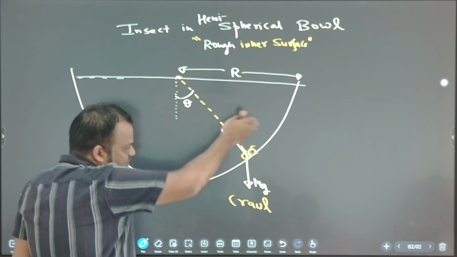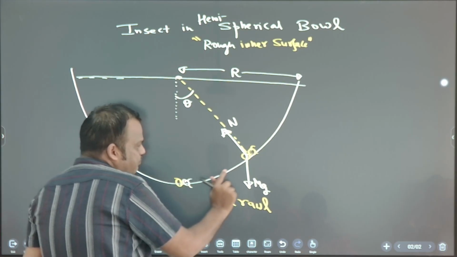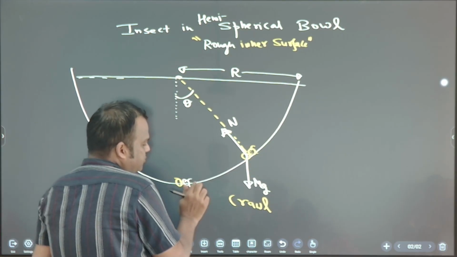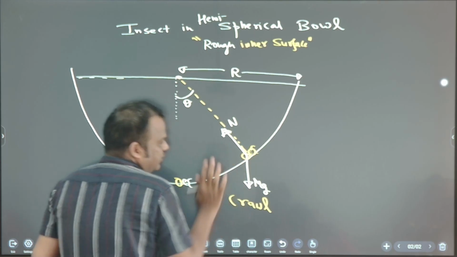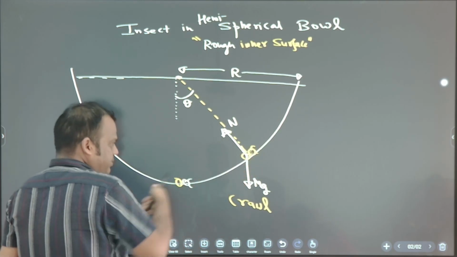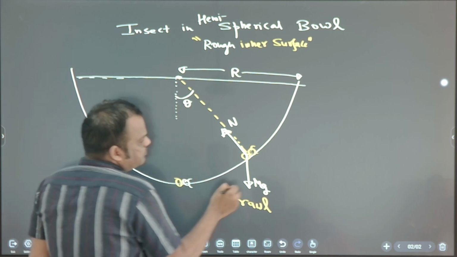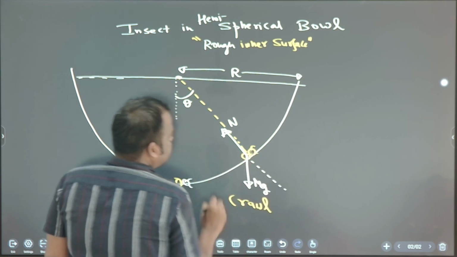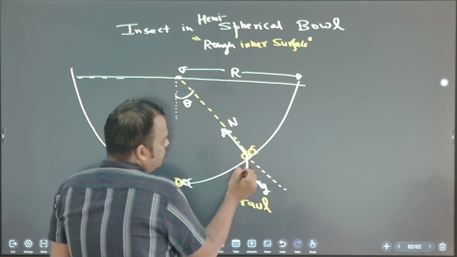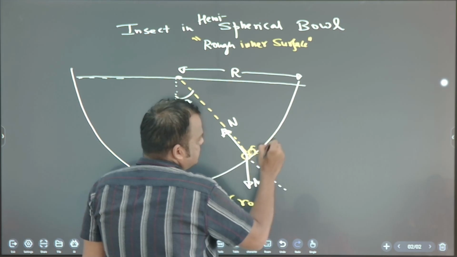Before that it will slip. Up to some point it will crawl, but after that it will slip again and come back. Why? Because theta is increasing. So what is the angle of inclination for this insect?